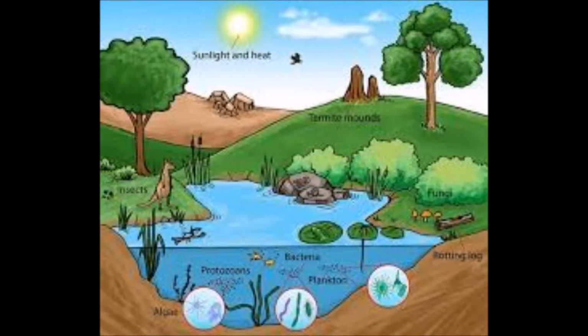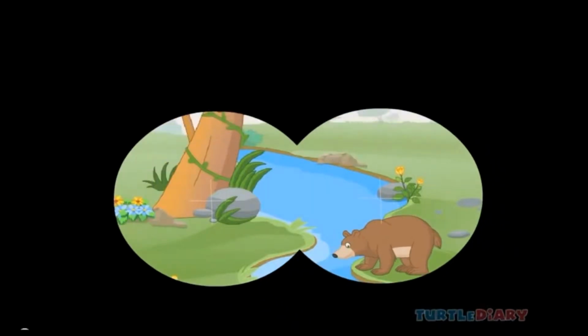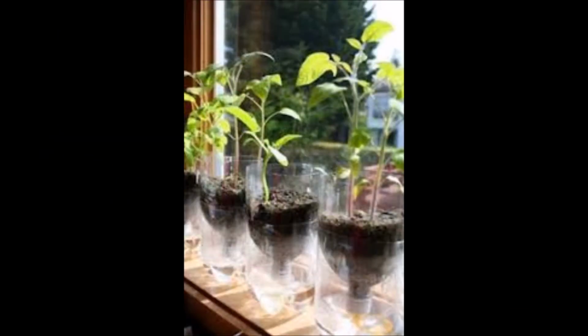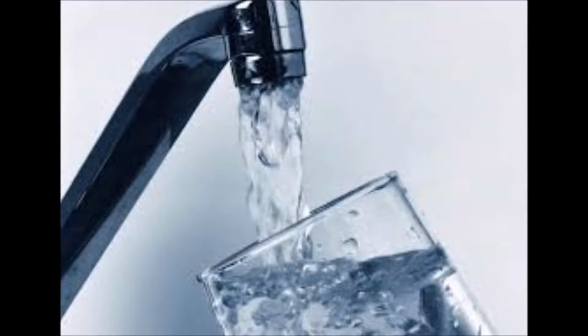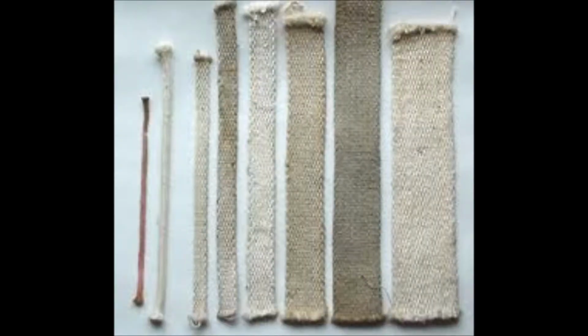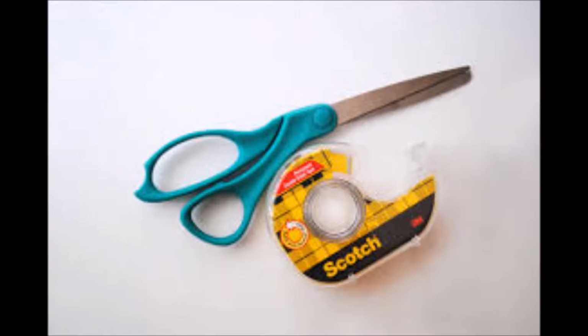The purpose of the bottle biology is to model an ecosystem that demonstrates the relationship between the aquatic world and the terrestrial world around us. In order to create a bottle biology ecosystem model, you will need a 2-liter bottle, gravel, plants, water, soil, wick or cloth to make wick, scissors, and tape. Insects, bugs, and fish are optional.